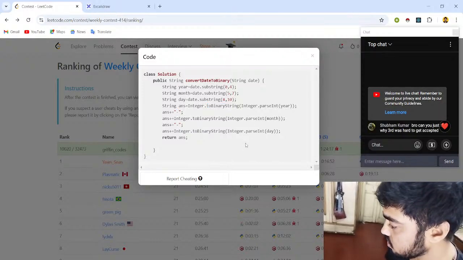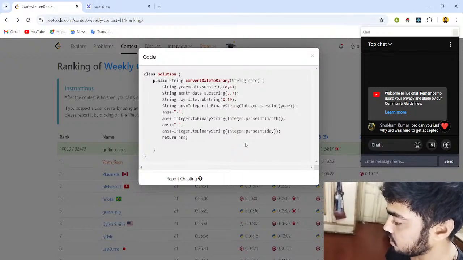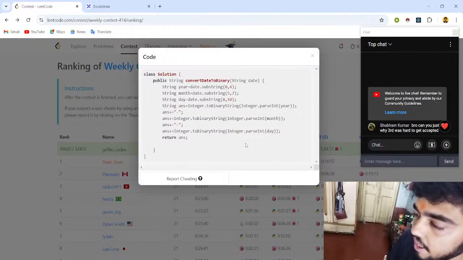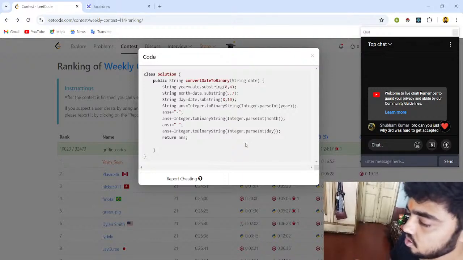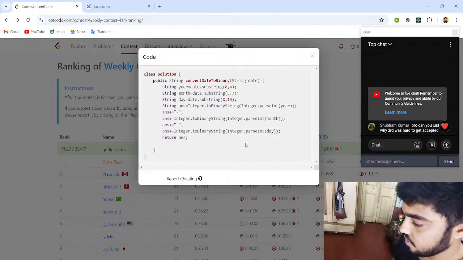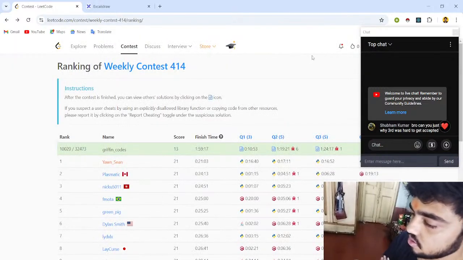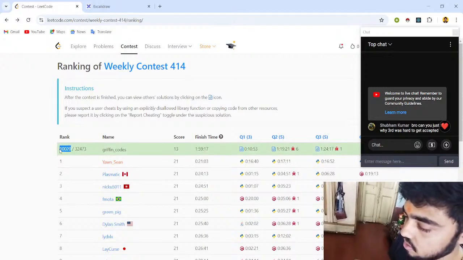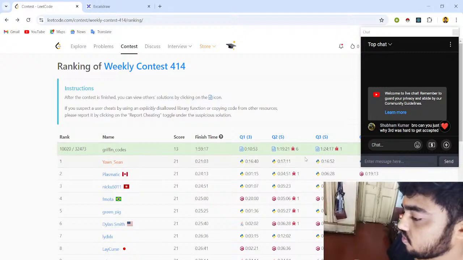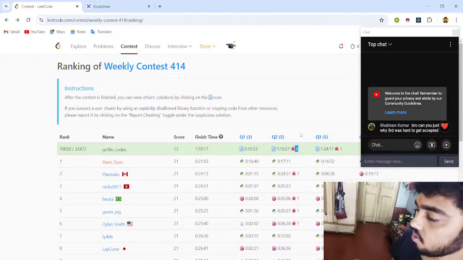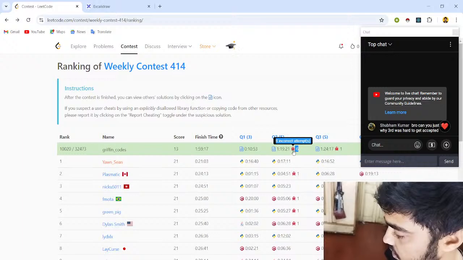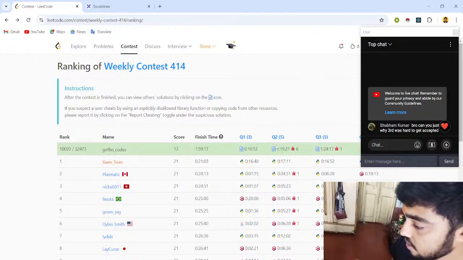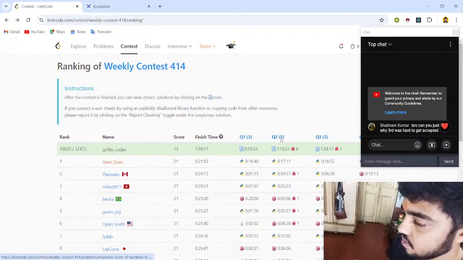Someone asks why the third was so hard to get accepted. Your third question didn't get accepted. I feel that the second question took me a lot of time to solve, so I kind of messed up this contest. You can see that my rating is very bad in this contest, and there are 6 incorrect attempts. I feel that question number 2 was not that simple.